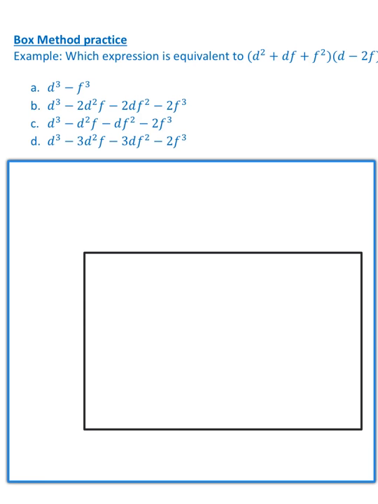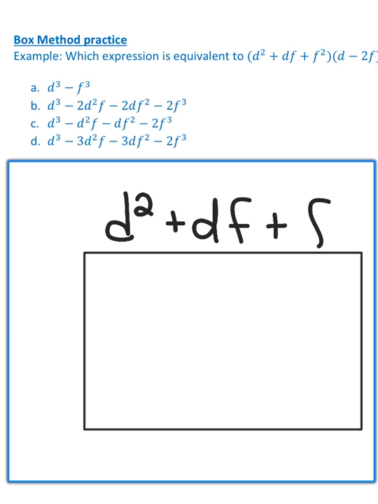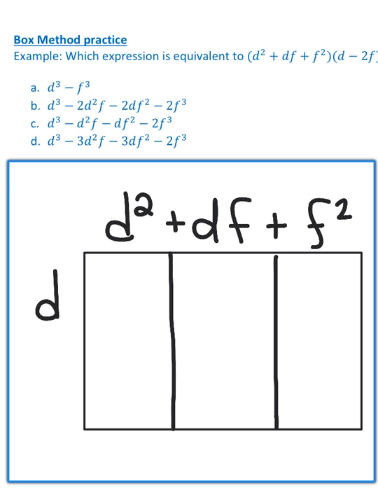It's going to be a bit longer. I'm going to go ahead and write my terms on top. I have d squared plus df plus f squared. And now everywhere I have a plus sign or a minus sign, I'm going to draw a line going vertically down. On the side, I'm going to put my binomial, which is d minus 2f. And then I draw that horizontal line to separate those terms.